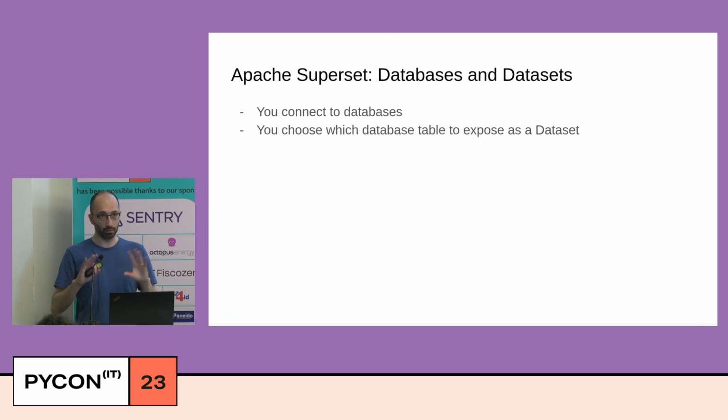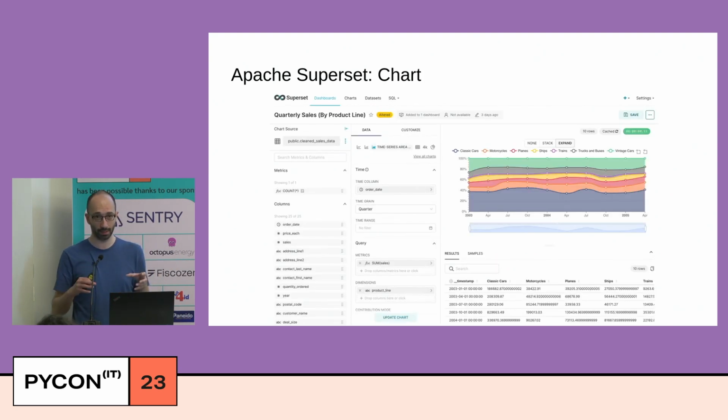So let's see some concepts in Apache Superset. First, you have to configure one or more databases to retrieve your data. Once you've done that, you can choose which database tables to expose to the users of Apache Superset. And these exposed database tables are called datasets. Once you have datasets, you can create charts using the data of a single dataset. And the chart is just a visualization applied to a dataset.